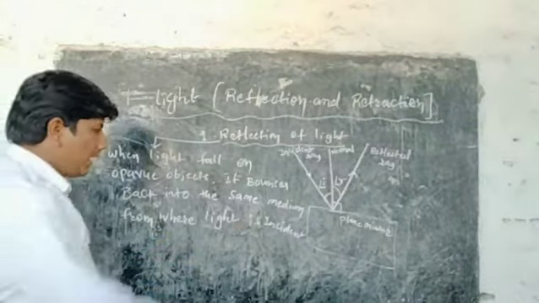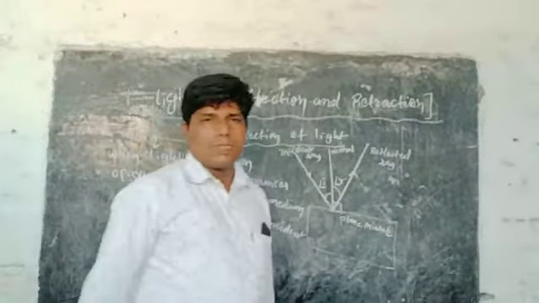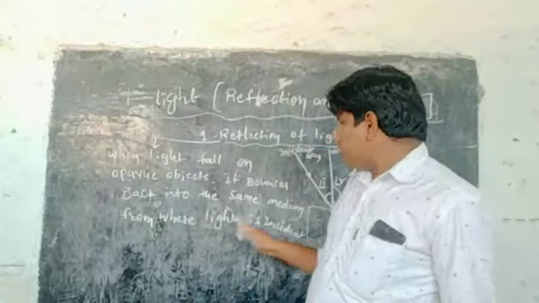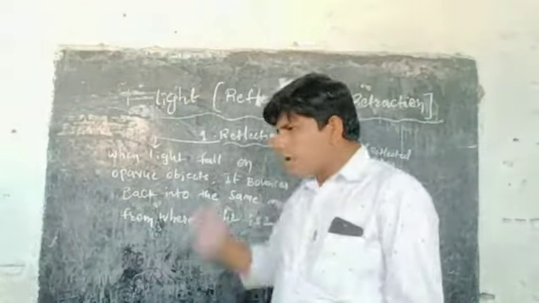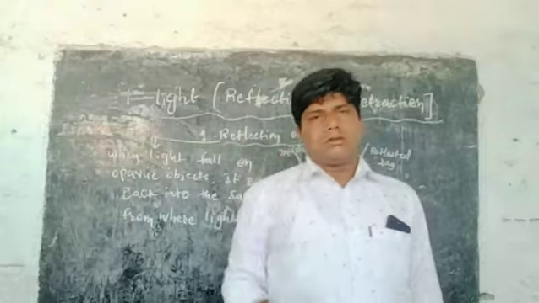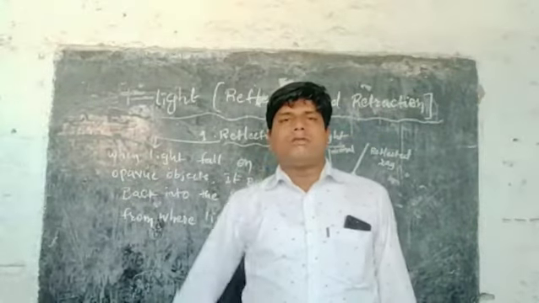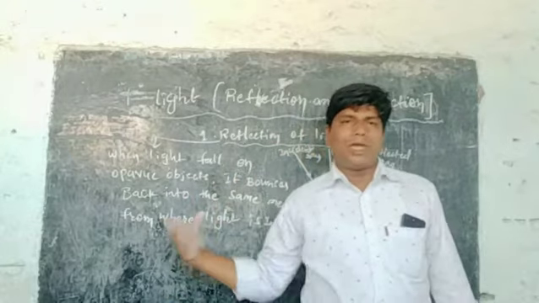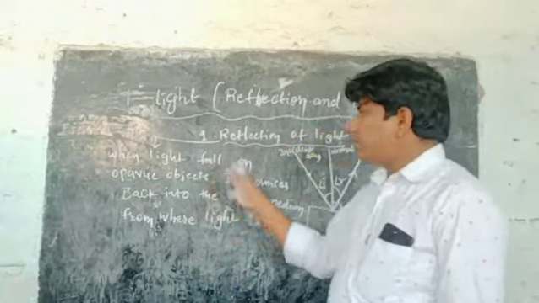Medium means nothing but air. Generally there are so many media, but generally we consider medium to mean air. From the air, light will be incident and fall on different opaque objects, and again bounce back into the same air medium. That is called the reflection of light.